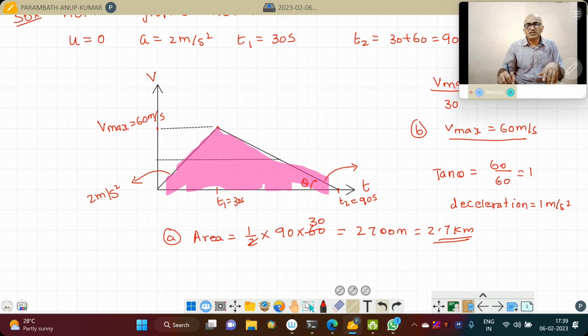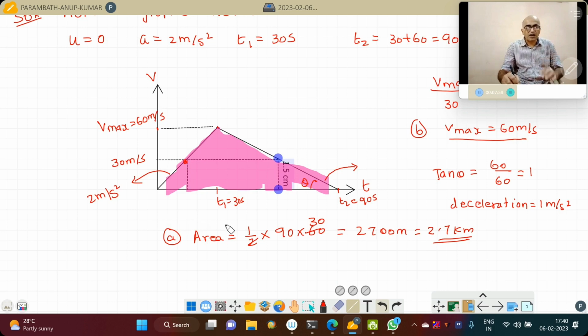This is half the maximum speed. This is 30 meters per second. He is asking us the position. That means we have to find out basically the area under these regions. Area under these regions. Which region? Till 30 meters per second. What is the area under this? And till here, what is the area?